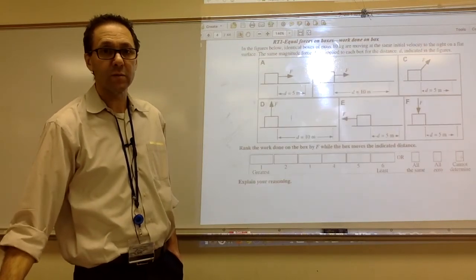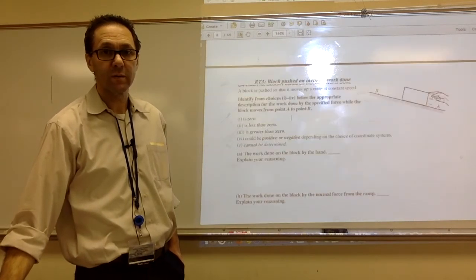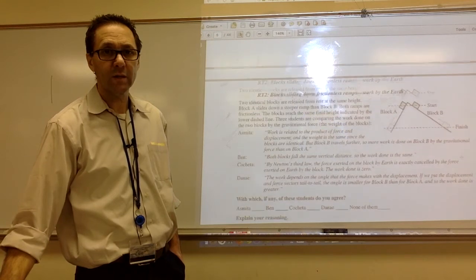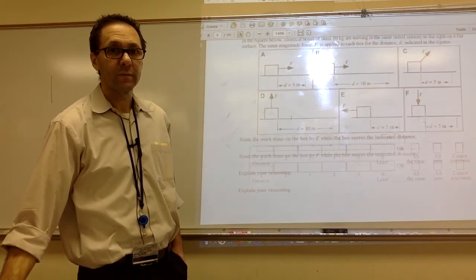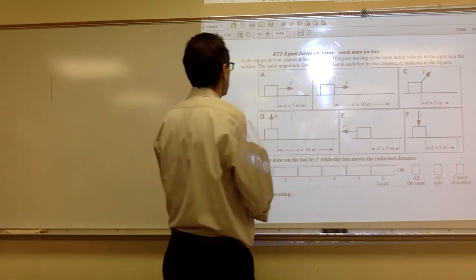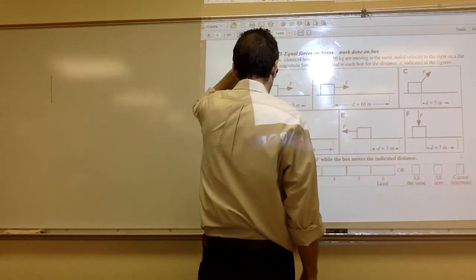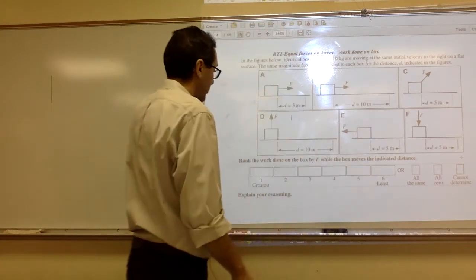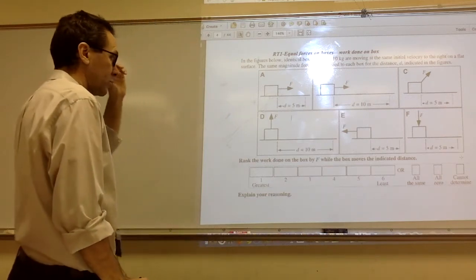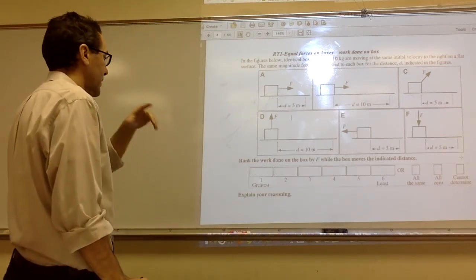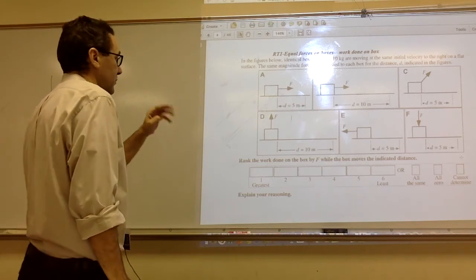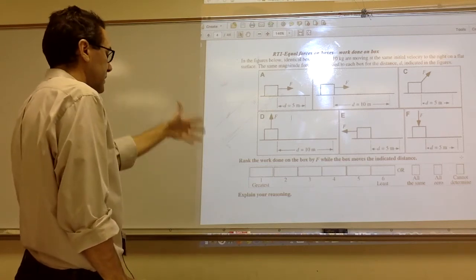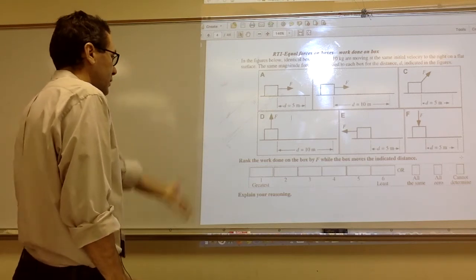Let's look at this conceptual stuff here. We've got 3 RTs to take care of. So we need to rank the work done on the box by the force F. And again, we always talk about work done by a certain force. We can't just say work. If we say work done on a system, then we're talking about the net work.